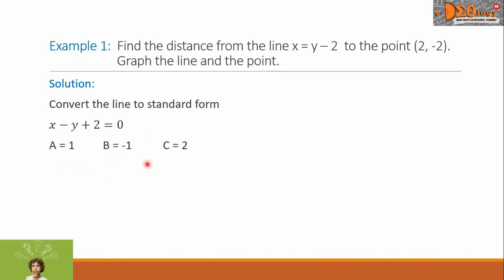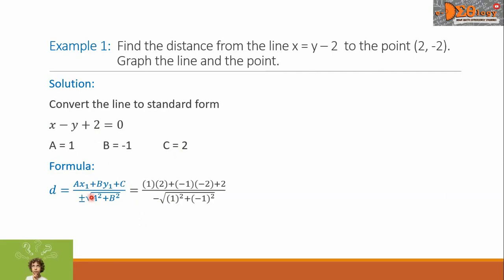Then we take note the a, b, and c respectively, where a is the coefficient of x, that is 1. b is the coefficient of y, and that is negative 1. And c is the constant 2. Then we're going to use the formula and let us do the substitution. So we have now ax sub 1 is 1 times 2 plus by sub 1 is negative 1 times negative 2 plus c, here is plus 2. All over, in the denominator, we're going to use the negative sign because b is negative. So the square root of a square is now 1 square plus b square, and b square is the square of negative 1.